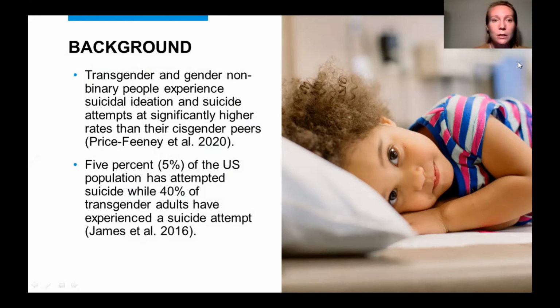Also, 5% of the U.S. population has attempted suicide in their life, whereas 40% of transgender adults report having attempted suicide. So it certainly is a crisis within this population, and it's something that I think we need to pay a lot of attention to and find ways to really lower these rates of suicidality. So that's a large part of why we did this study.